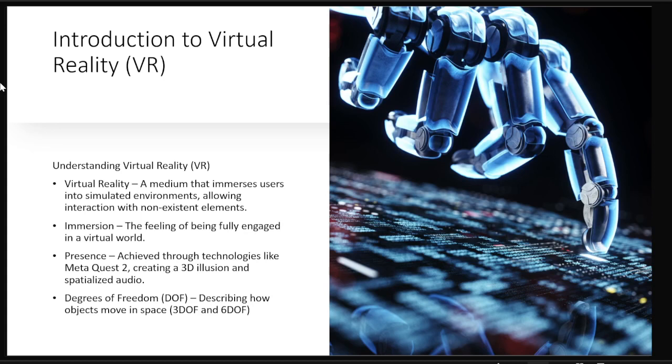Immersion is the feeling of being engaged in a virtual environment. Presence is achieved through technologies like Meta Quest 2 to help create 3D illusions and spatial audio. Degrees of freedom is the way that we're able to look at different objects in space. There are 6 degrees of freedom: yaw, pitch, roll, and forward, backward, and vertical.